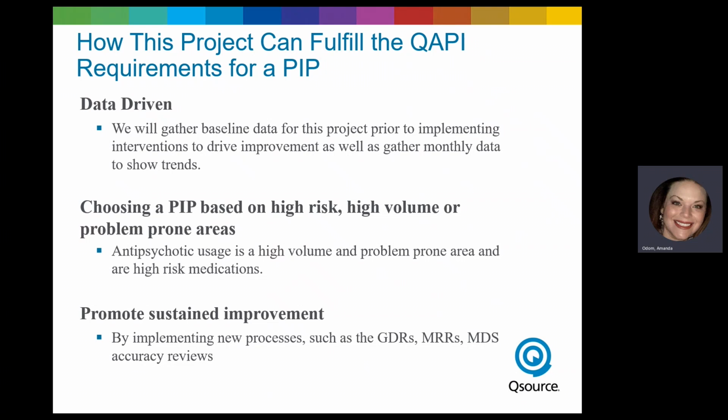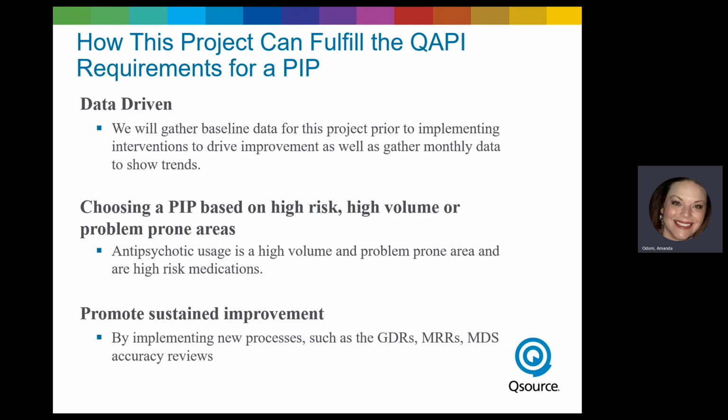The requirement for a PIP, or performance improvement project, includes a program that is data driven, involves high risk, high volume, or problem prone areas that can promote sustained improvement. How do we accomplish this? We gather baseline data from our residents that are prescribed antipsychotic medication prior. Then we implement interventions for deprescribing antipsychotic medication. Finally, we gather monthly data to show trends for antipsychotic medication use.